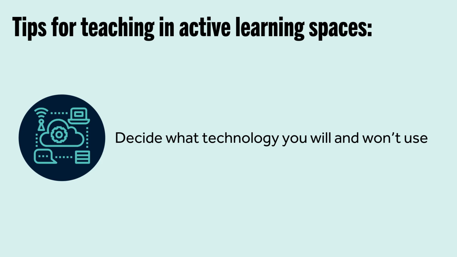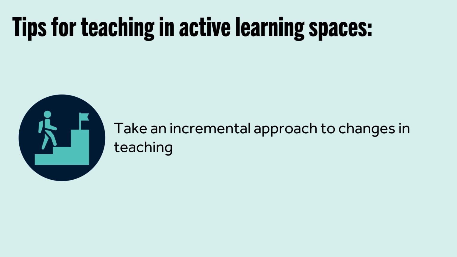Next is to decide what technology you will and won't use. So what technology is going to enhance the active learning environment? And is there a use of technology that might detract from it or might create extra cognitive load and confusion? Or it could just be that there's something that you want to practice a little more before implementing into the class. And in a similar vein, just take an incremental approach to changes in teaching.